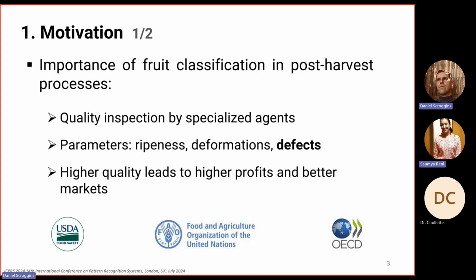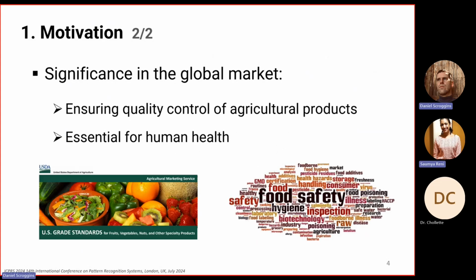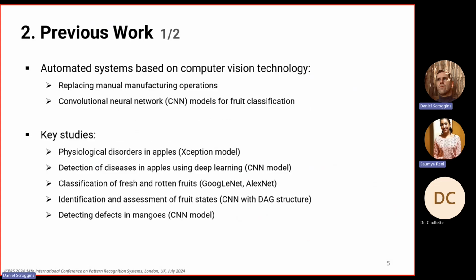In addition, another important motivation of our research work is that the correct classification of fruit in the post-harvest process has an impact on market benefits and on human health. For example, ensuring quality control of agricultural products has a benefit for human health and is essential for food safety.